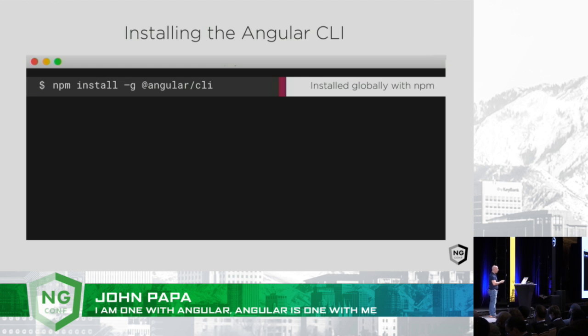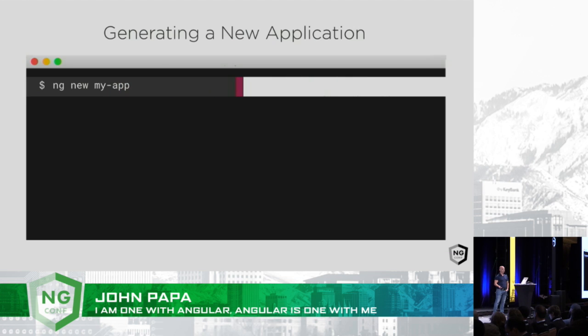So npm install, grab it locally, you've got the CLI. Next, you're off to the races. We might create a new app. ng new is your friend. ng new, create a new app. Easy to go. Sticks it in that folder.